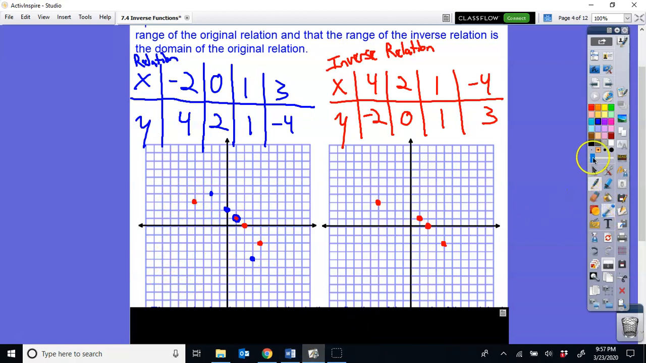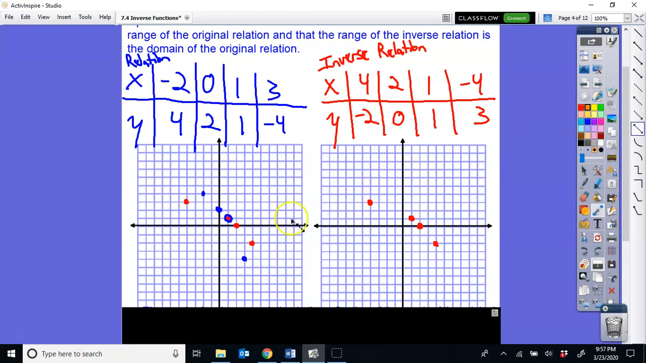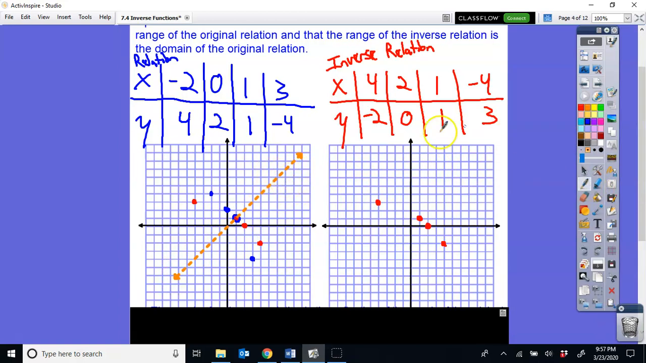And what that pattern is: anytime you switch the x's and y's, if you draw a line right up through the middle right here, this line right here is the line y equals x line. It's a real simple line. This is a mirror image across here. This is a mirror image across here. This is a mirror image across here. In other words, our original flips all the way across that line. Our original flips all the way across that line.